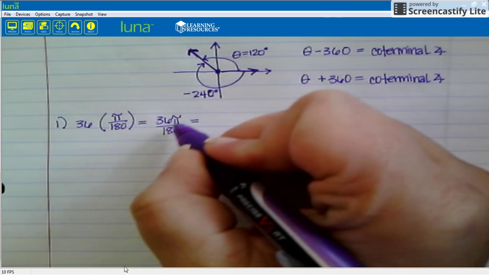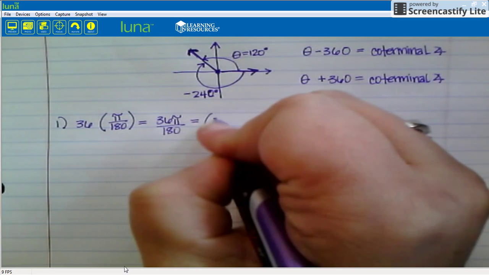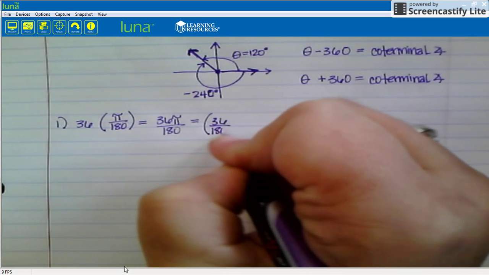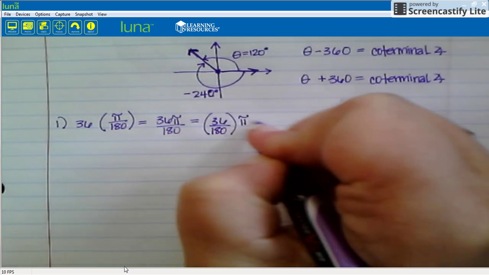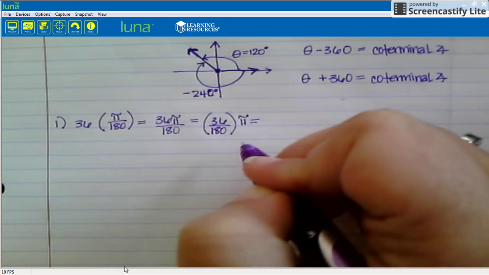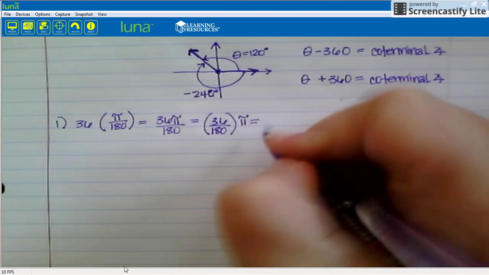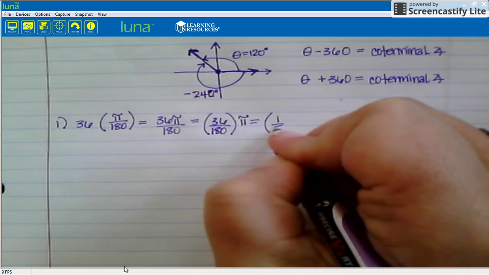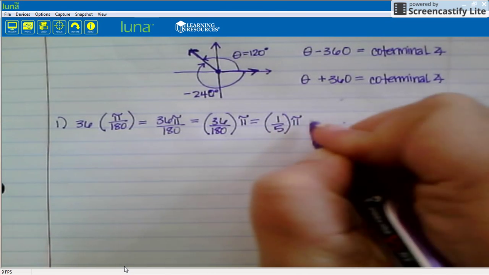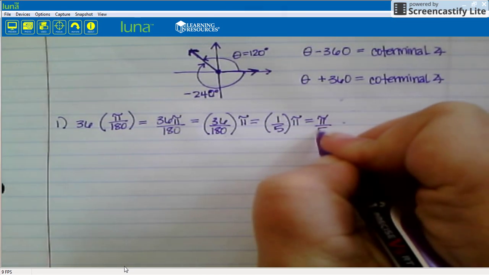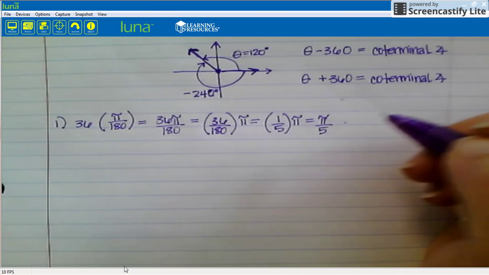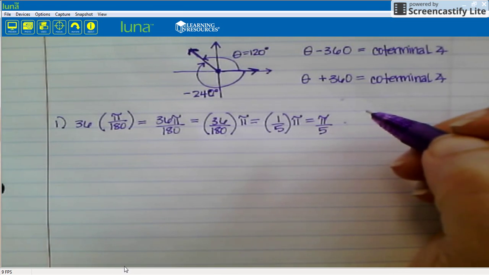So when I reduce 36 pi over 180, what I'm really reducing is 36 over 180 times pi, and 36 over 180 is going to reduce to 1/5. So this will be 1/5 times pi, which is pi over 5 for my radian measure. So this would be pi over 5 radians.